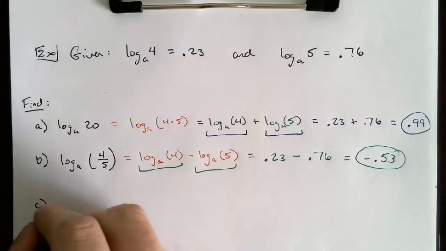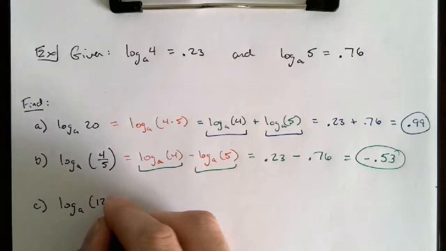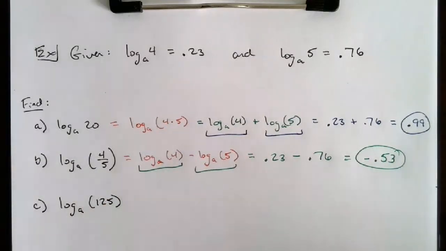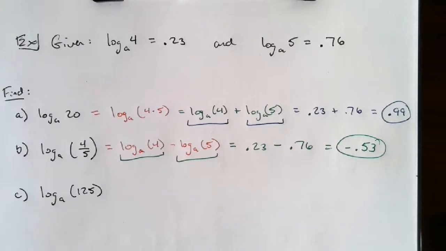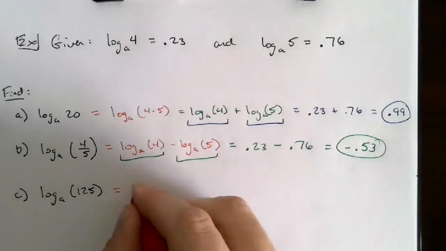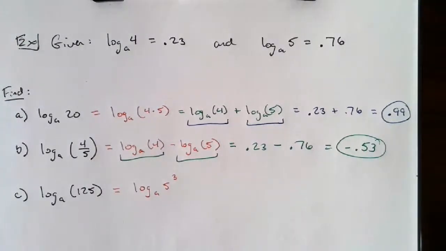Let's look at this one. If I said log base A of 125. Now remember, the first part of this, our goal is to write this as some sort of multiplication or power of 4 or 5, so I can use one of these identities they gave us at the top. So when I see log base A of 125, I know 125 is the same as 5 to the third power. So I'm going to write this as log base A of 5 to the third power. It means the same thing as log base A of 125, right? 5 to the third power is 125.